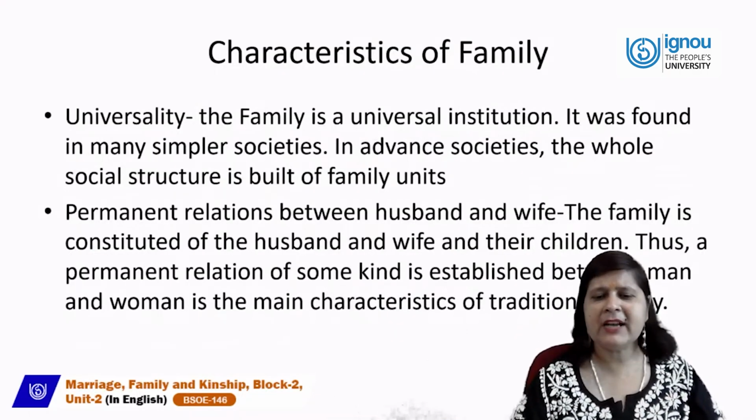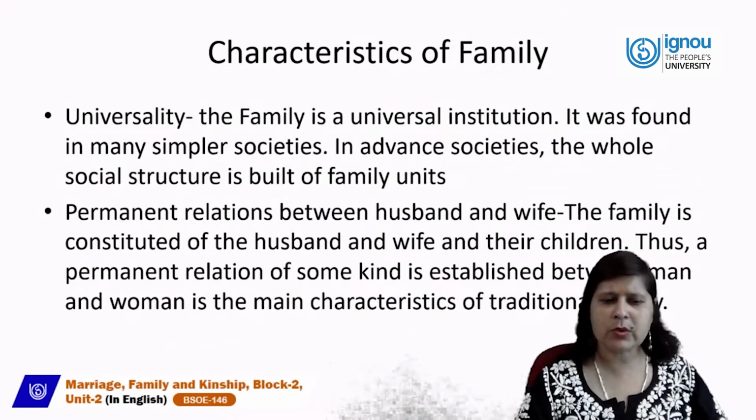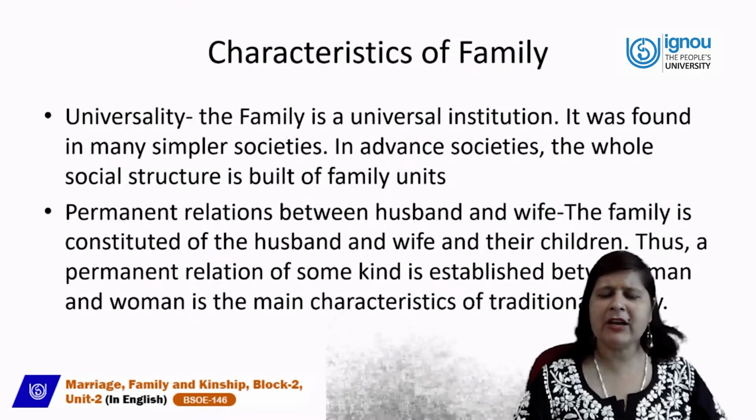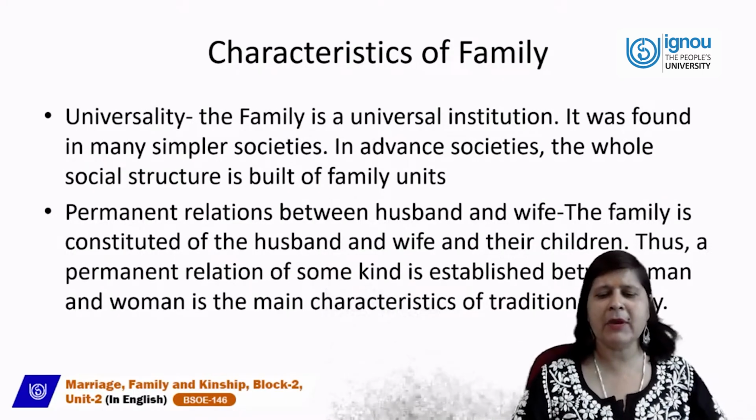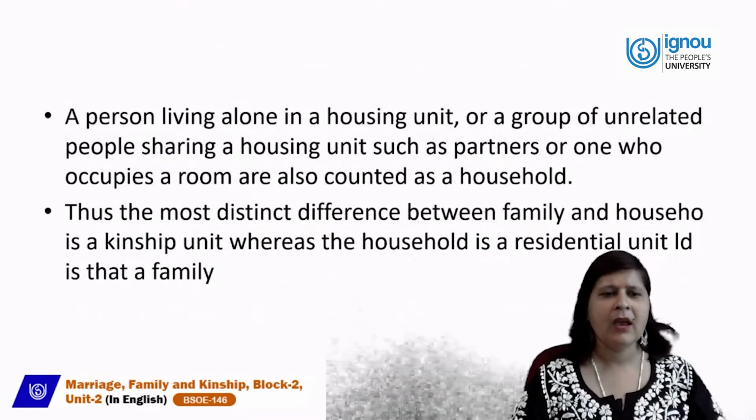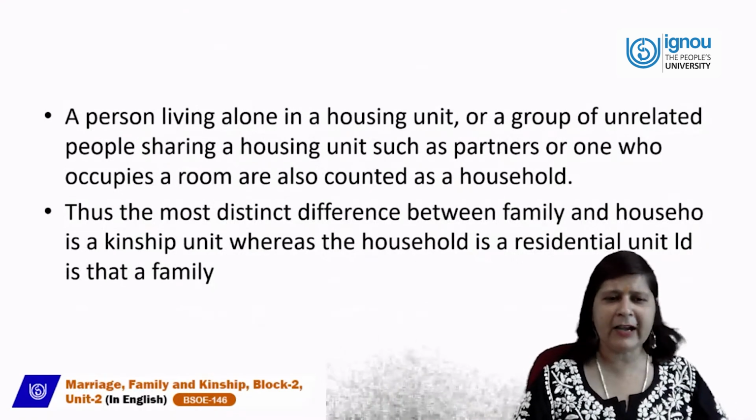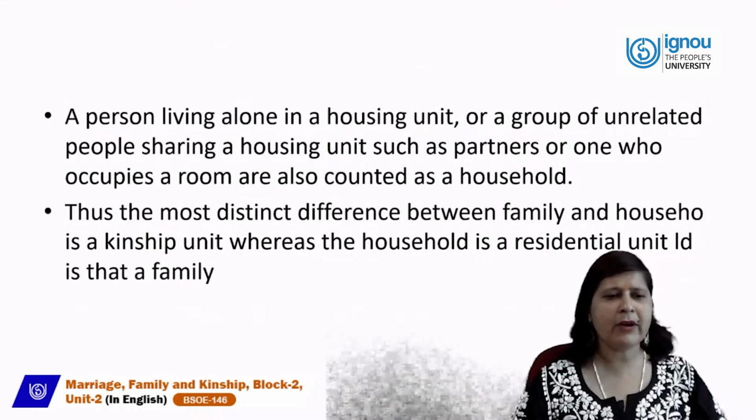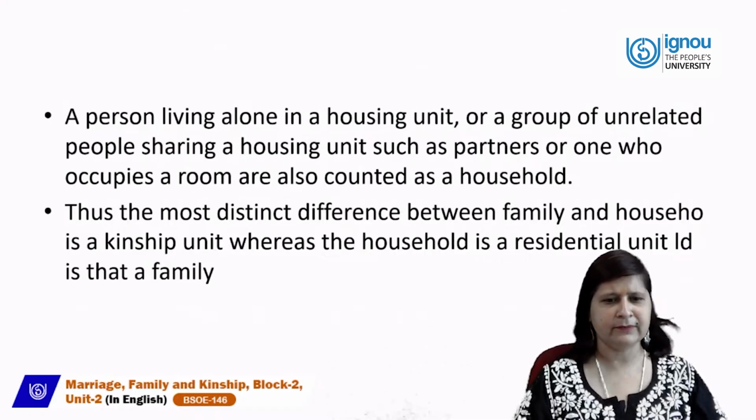Next is a permanent relationship between husband and wife. The family is constituted of husband, wife, and their children. Thus, a permanent relationship of some kind is established between men and women, the main characteristic of the traditional family. A person living alone in a housing unit or a group of unrelated people sharing a housing unit, such as a partner or one who occupies a room, are also counted as a household, right?